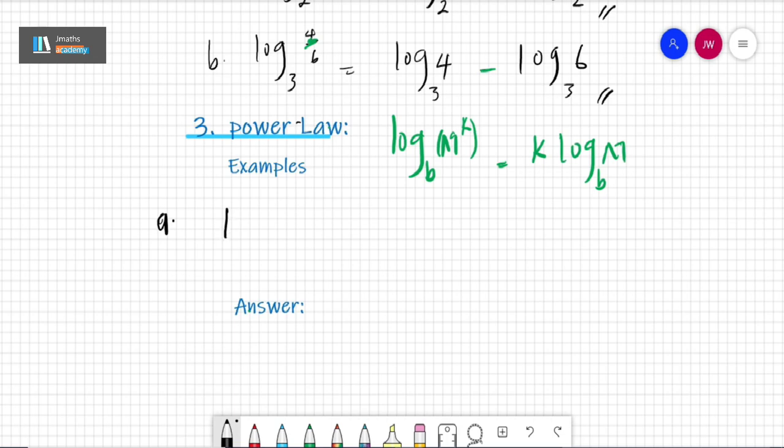If you have a logarithm of 3 to base 2, and your 3 here is raised to the power of 5, this will give us what? And for b, if you have a logarithm of 7 to base 4, and your 7 here is raised to the power of 6, this will give us what?